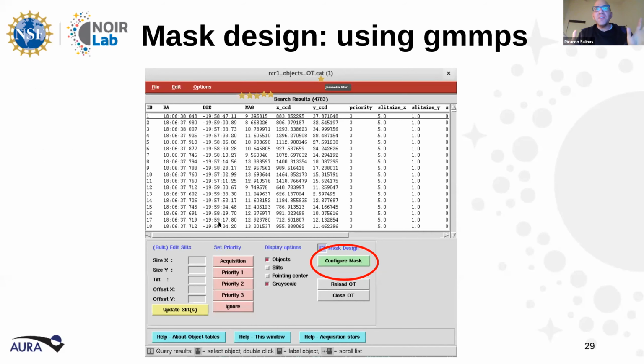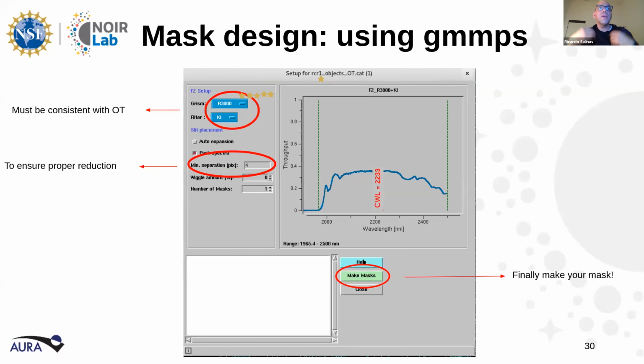Finally, you design, you put your acquisition star, you put your priority. Finally, you can click, okay, I'm ready, configure my mask. And you're going to make sure this is the thing you're going to obtain after that. And this, just like Rodrigo told you, has to be consistent with what you put in the observing tool, you know, the prism, your filter.